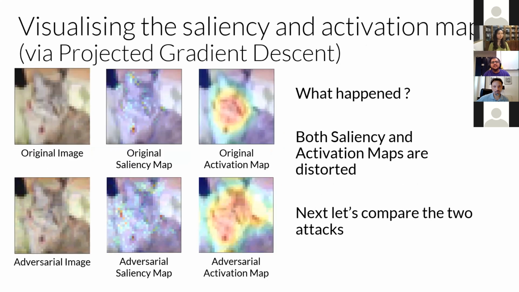And then we can understand that in this case also the saliency of the map has changed, and at the same time the activation map is more diffused around the region. And this is one of the reasons why the projected gradient descent attack is able to create those adversarial images.